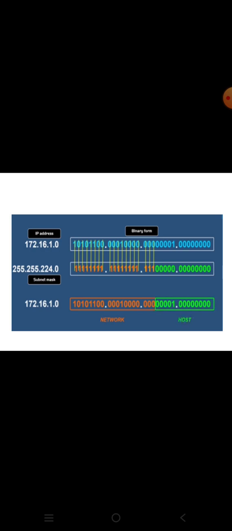It is clearly known to us that when we multiply a number with 1, we get the same number. The 255 equivalent is 8 ones. So 8 ones multiplied with the binary equivalent of 172 will give you the same value, 172. Likewise, the next one, 16, with 255 again gives 16. The next one is 224, where you have to do the binary operation to get the equivalent. By merely doing the AND operation between the IP address and subnet mask, you will get the network ID.